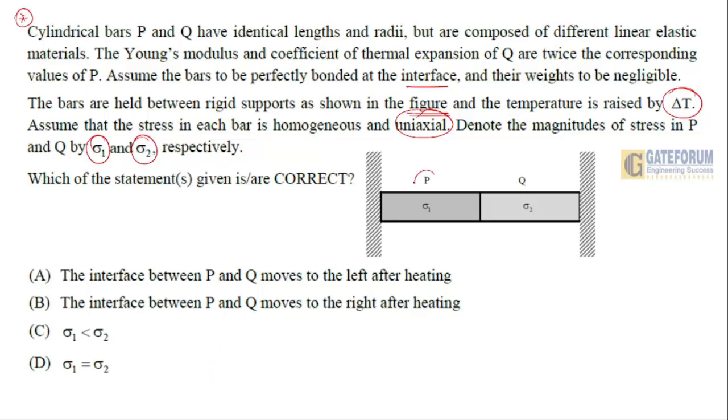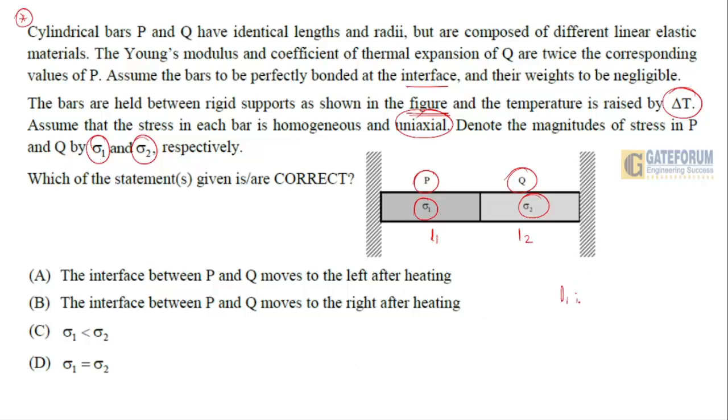That is, P and Q, two bars with stresses sigma 1 and sigma 2. A: the interface between P and Q moves to the left after heating. B: the interface between P and Q moves to the right after heating. C: sigma 1 less than sigma 2. D: sigma 1 equal to sigma 2. So basically what happens is, let this be length L1, let this be length L2.